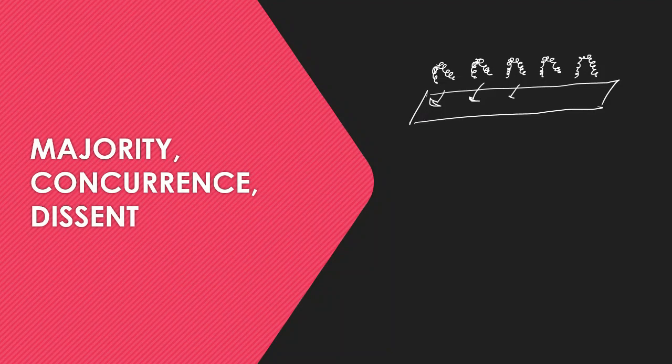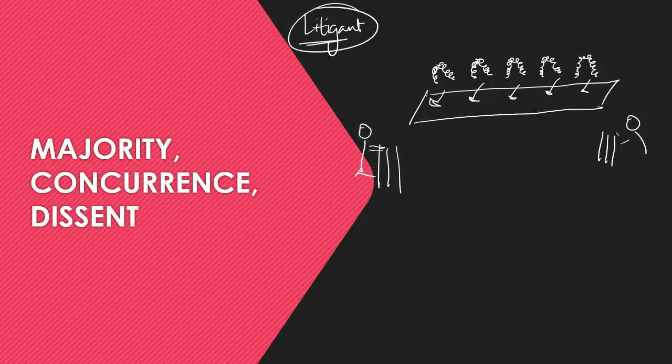All right, so this is what we have here. We have five people sitting here. On one side, you have one litigant. On the other side, you have the other litigant. You might have noticed I used the word litigant. It's another word that I can say instead of party. It's the same as saying party. I just use different words for the same thing. Don't worry.